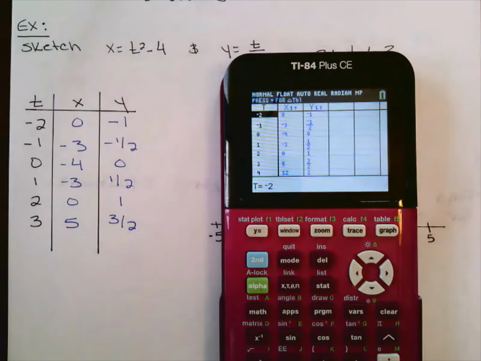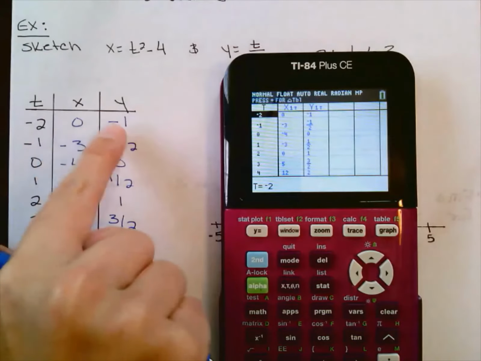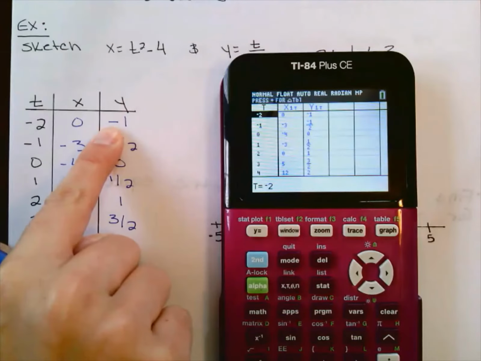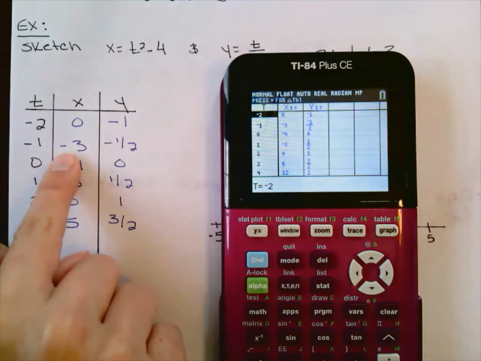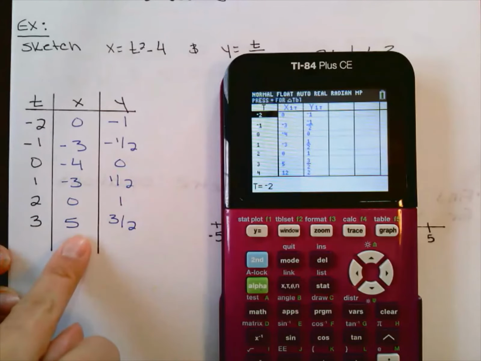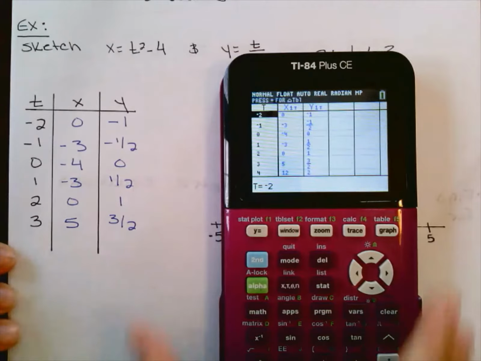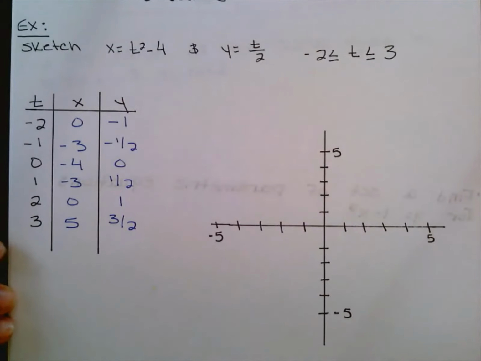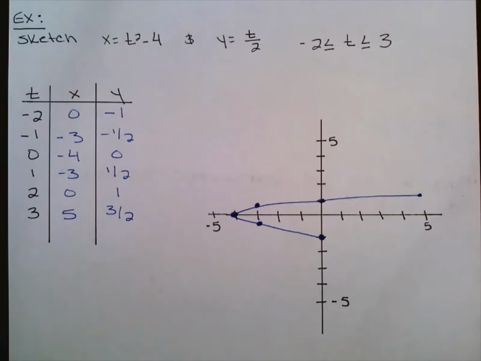All right, so I've put my numbers on my chart, and now this x comma y, 0 comma -1, is going to be the first point that I plot. Then -3 comma -1/2 is the next point I plot, and so on and so forth. I'm going to take a minute and do that on this graph. So I've gone ahead, plotted the points, and connected the dots.